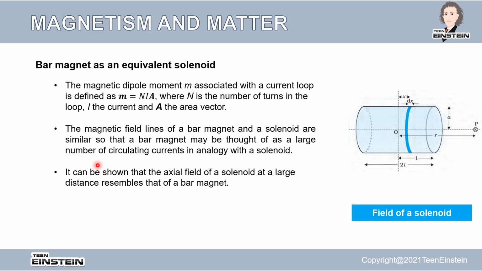Now the magnetic field lines of a bar magnet and a solenoid are similar, so that a bar magnet may be thought of as a large number of circulating currents in analogy with a solenoid. It can be shown that the axial field of a solenoid at a larger distance resembles that of a bar magnet. So you have a solenoid and you see the axial field, that means the field at the axis of the solenoid. If you go to greater distances, that means r is much greater than l, then you get the field as similar to a bar magnet. So what they are implying is, when you have a bar magnet and when you have a solenoid, the field looks exactly the same at a distance.